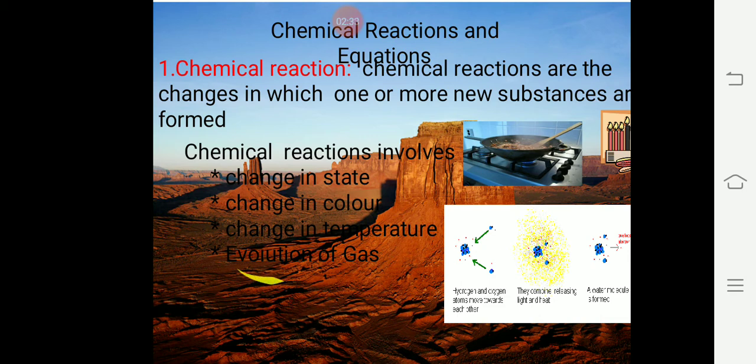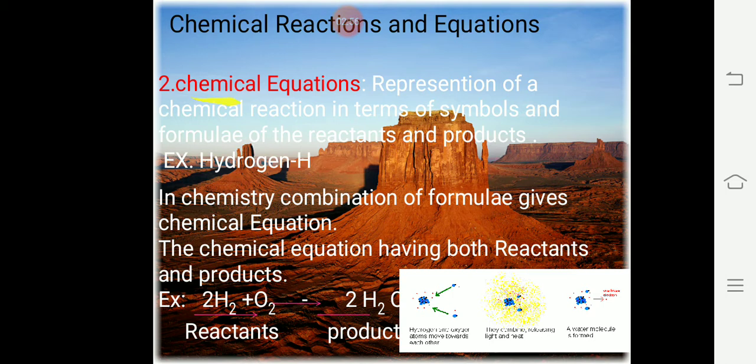Next one, evolution of gas. Evolution of gas means in some particular cases a gas will be evolved. This is also a chemical reaction. So in this topic we discussed what is meant by a chemical reaction and some examples of chemical reactions. Okay, next our topic is chemical equations.